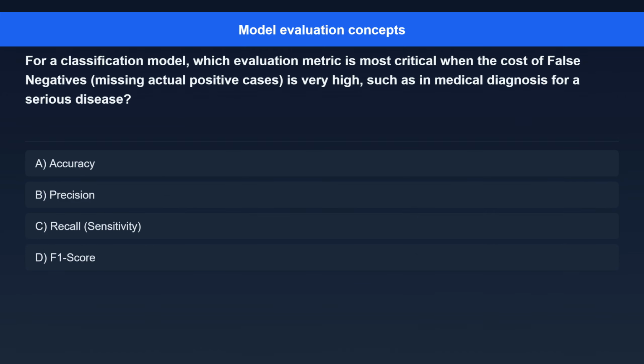Question 9. For a classification model, which evaluation metric is most critical when the cost of false negatives, missing actual positive cases, is very high, such as in medical diagnosis for a serious disease? Option A, accuracy. Option B, precision. Option C, recall, sensitivity. Option D, F1 score.